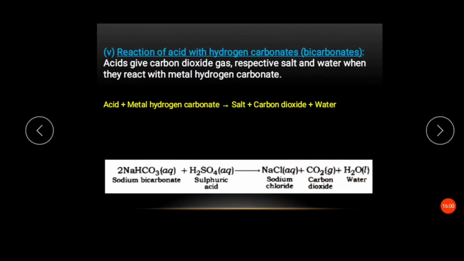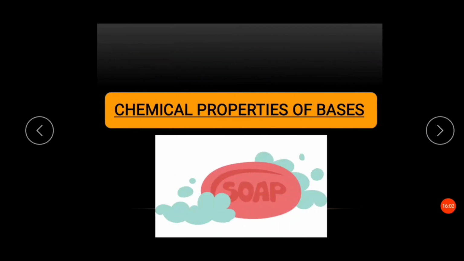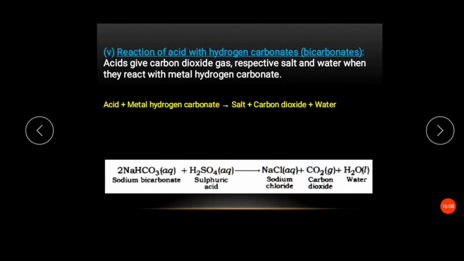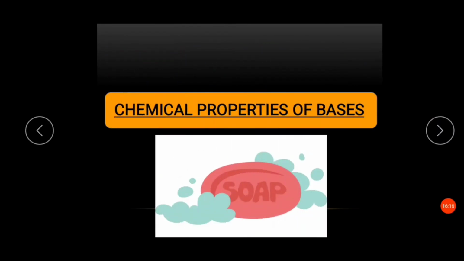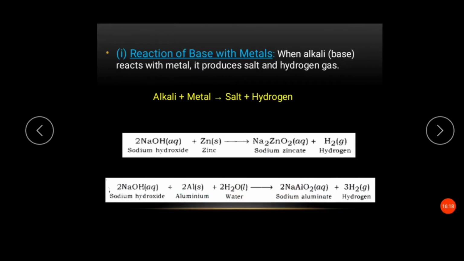Very simple. Now we are moving further to the chemical properties of bases, and here we have completed the 5 reactions, the 5 chemical reactions which are shown by the acid. Moving further, we have reaction of base with metals. When alkali reacts with metal, it produces salt and hydrogen gas.